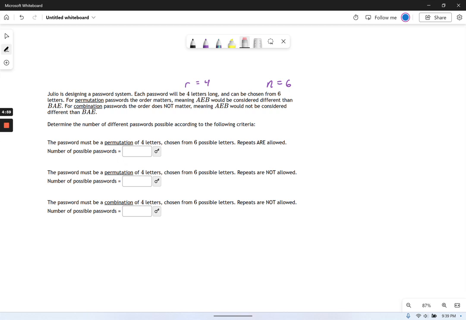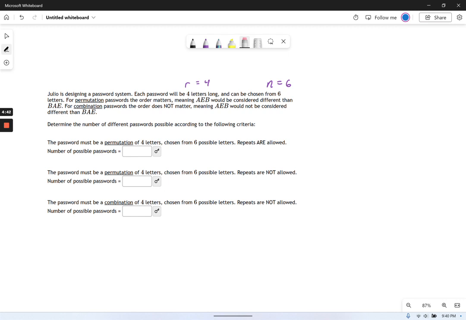This is a big idea in this one, so make sure you have read this opening paragraph and understand exactly what it's talking about. There's two types of concepts here: permutations, where the order of letters matters, and combinations, where the order of letters does not matter.